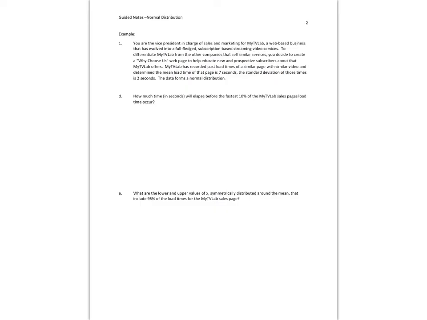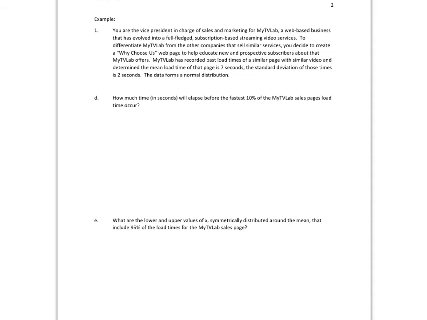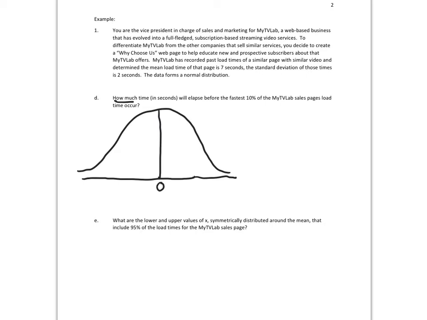Part D, how much in seconds will elapse before the fastest 10% of the sales pages load? Okay, so we're talking about seconds. We've been talking about seconds even for the first 3 parts. But I want to draw a picture. In this problem, it doesn't say, oh, how long does it take? What's the probability it downloads in less than 2 minutes? It says, I'm trying to find how much time will elapse before the fastest 10% are loaded.